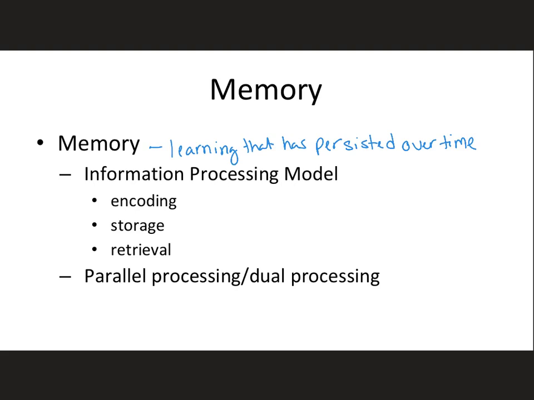And the way memory works is what we call the information processing model. And so we think that memory happens in essentially 3 phases. The first is encoding, which is we get the information into the brain. And then storage is keeping it there. And retrieval is getting it out.